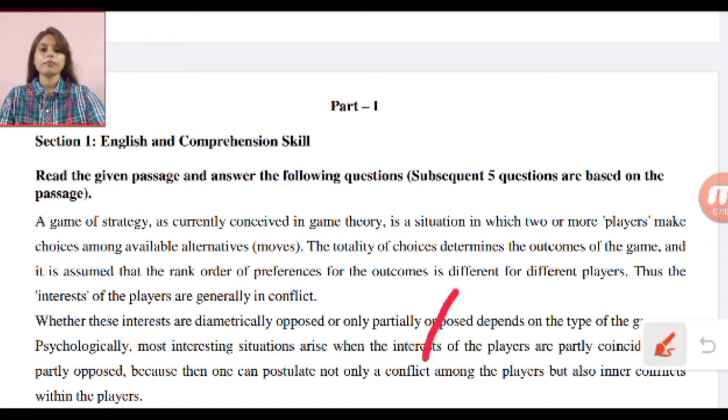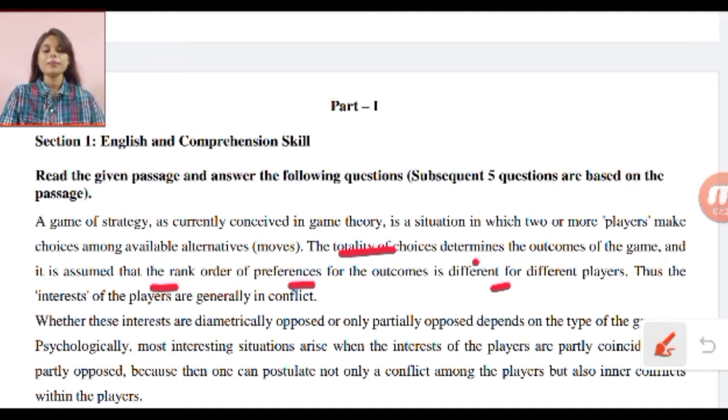Next you have this portion, that is, the totality of choices determines the outcomes of the game. So basically your choice will lead to the outcome of your game, and it is assumed that the rank order of preferences for the outcomes is different for different players. So basically the outcome is different for different players depending upon their preferences. All right, thus the interests of the players are generally in conflict. So interests are very much different for each one of you, so that's why each of these players' interests are different, hence they are conflicting. Conflicting means they are in a clash, they are always in a clash.